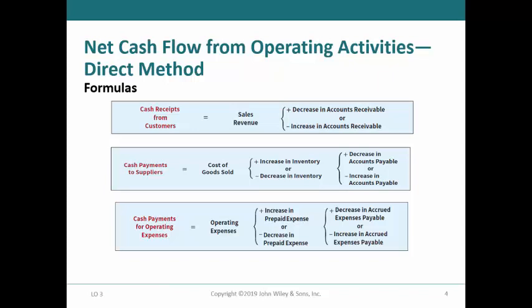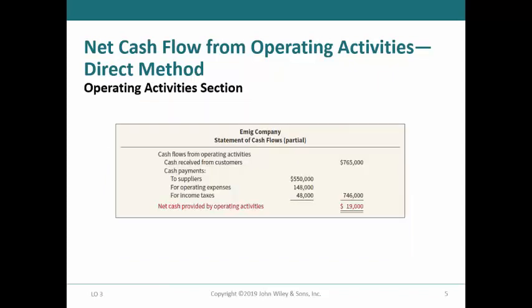To determine cash payments for operating expenses, we take operating expenses as reported on the income statement and adjust for changes in prepaid expenses and accrued expenses payable. Since cost of goods sold and operating expenses are adjusted directly from the income statement, the additions and subtractions are opposite of those made when using the indirect method, because cost of goods sold and operating expenses are both subtracted to arrive at net income.